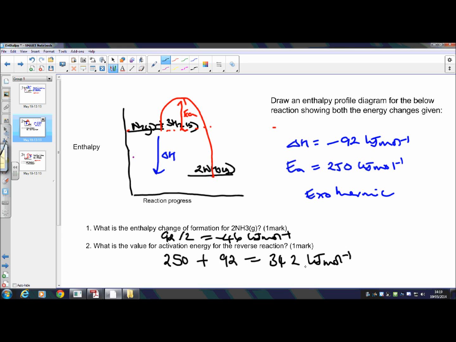Okay, that value has to be larger. Value's got to be larger because we're going from this to this. We've got all that for the activation energy this time, so just be aware of that in exams.